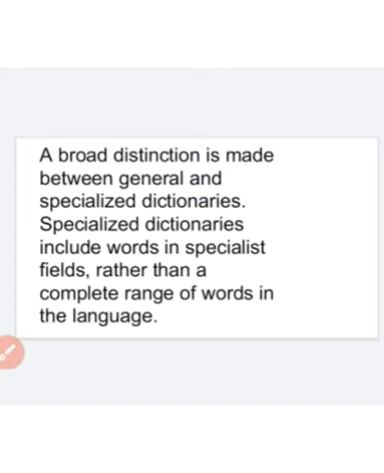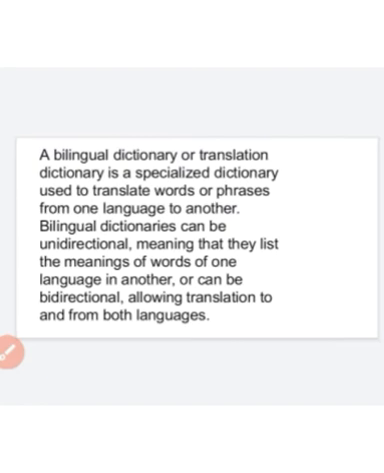Then, rather than the complete range of words in a language, rather than all the words in the English language, you go for a dictionary of literary terms or a dictionary of economic terms, like that. Another type of categorization of dictionaries is based on the number of languages we deal with in a dictionary. We have bilingual dictionaries in Kerala, and we also have trilingual dictionaries, Hindi, English, Malayalam. You're getting it.